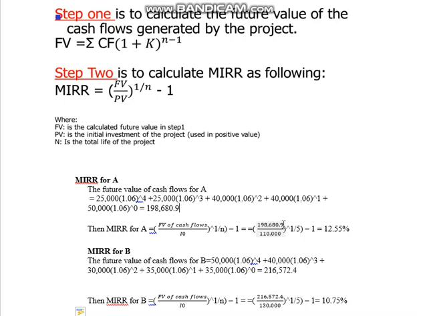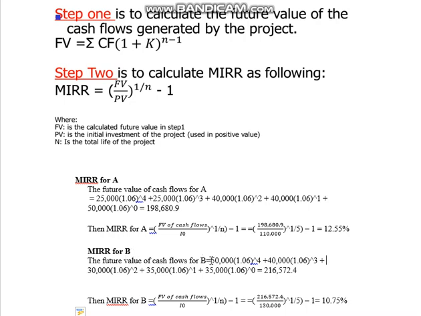So it equals the future value that we have, divided by 110,000, to the power 1 over 5, minus 1. So we will have the MIRR for A equal to 12.55%. And the same process will be repeated for project B.